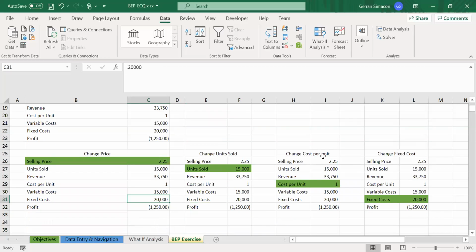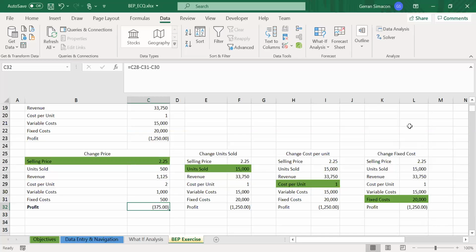Okay, so the number of units sold, our target is 500, and the cost per unit is 2 pesos, right? 2 pesos. The fixed cost is 500. Okay, for the profit here, we will set it to 0. So how much is the selling price? How much should we price the item we are selling?